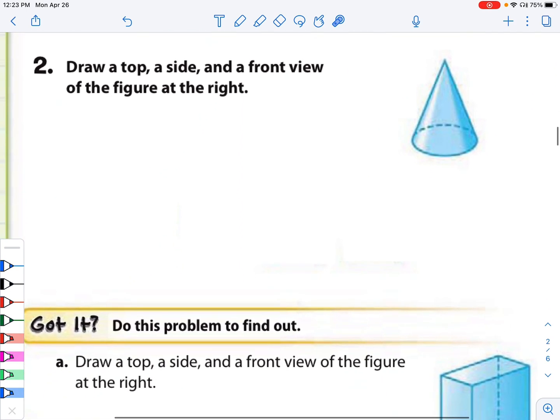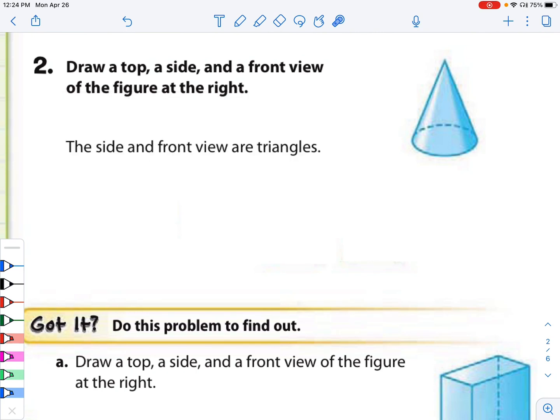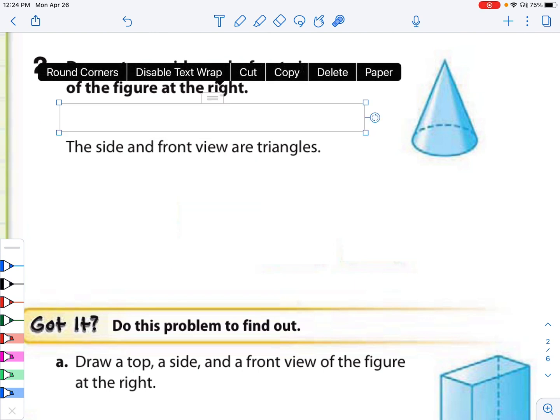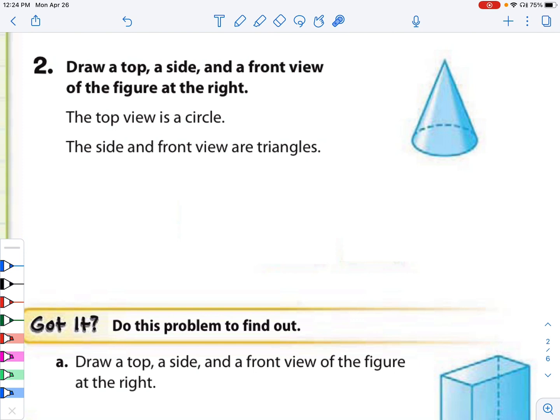So let's take a look at example number 2. Draw the top, side, and front view of a figure drawn at the right. If you look at the top view, imagine your cone, the top view would look like a circle, right? So the front and side views are triangles, because this is how I would look at it. The top view is actually a circle.